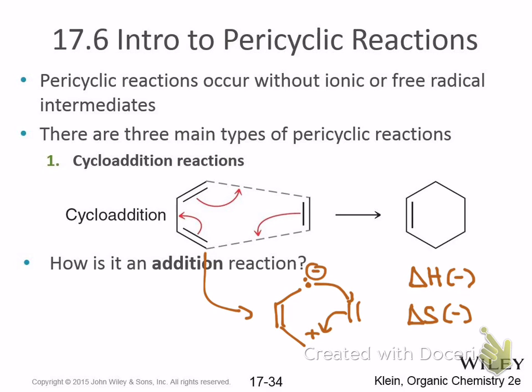Which of these two favors spontaneity, delta H or delta S? Delta H, because exothermic, generally going to lower energy, favors a spontaneous reaction. Delta S, does it favor or disfavor spontaneity? It disfavors it because being more organized, taking many things into few things, tends to be less favorable in terms of spontaneity.